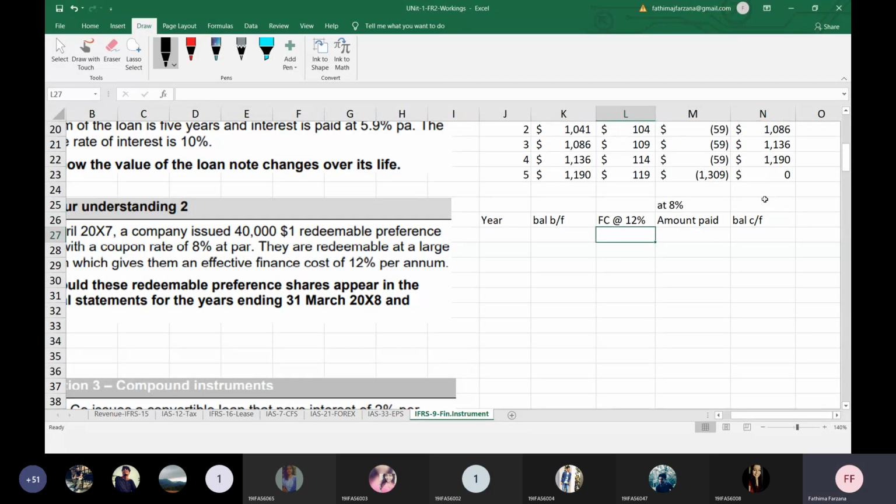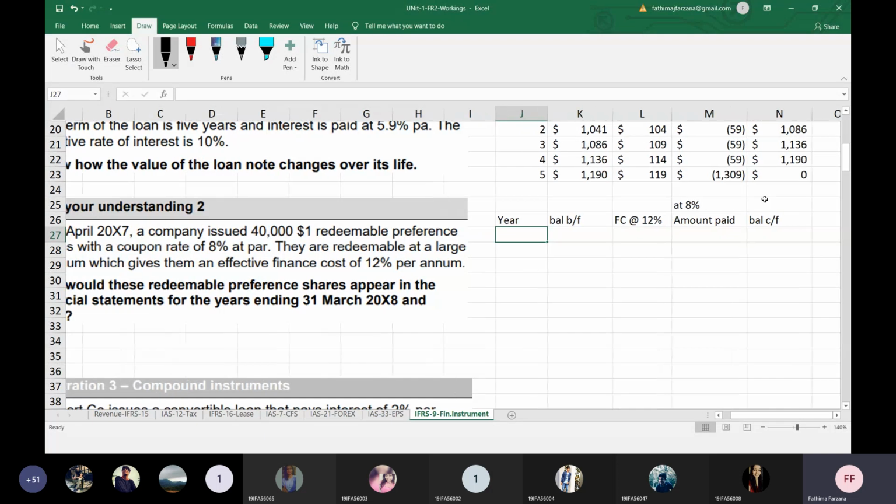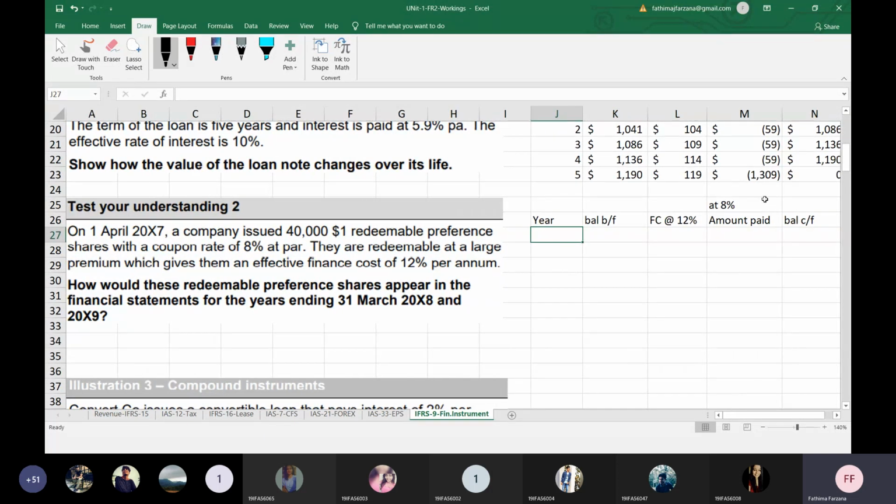Since the year end is what the question asks, we'll start from the first year end. First year end, only 1 year, right? So first year end, it will be 31st March 2008 in the final, and 2009 also they are asking. So we'll put 31st March 2008 and 31st March 2009. So both we'll be doing.